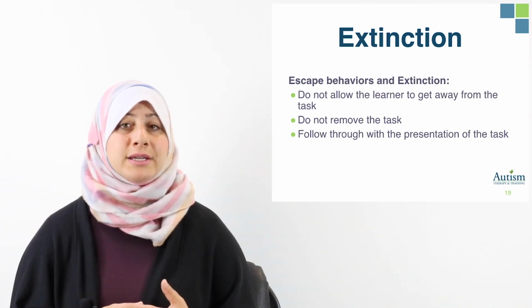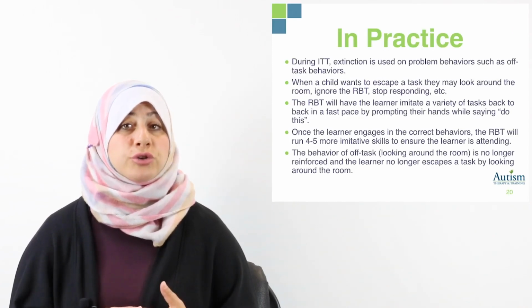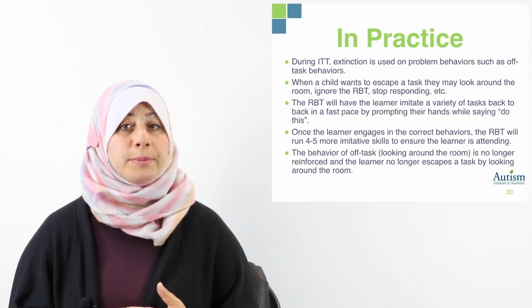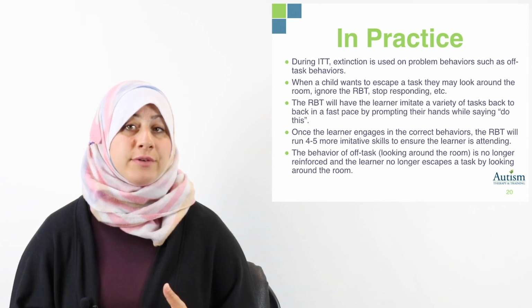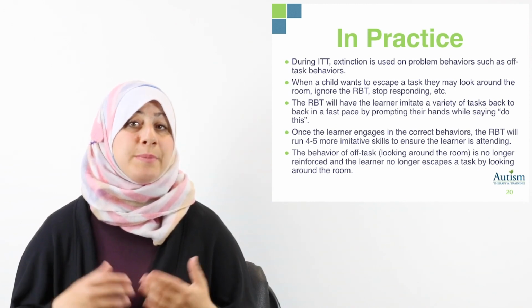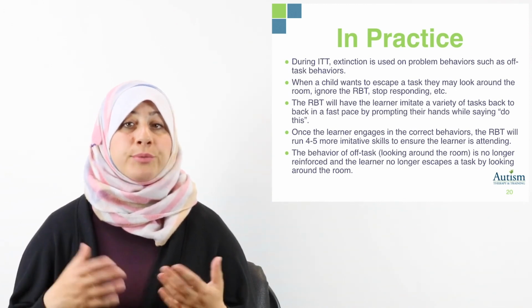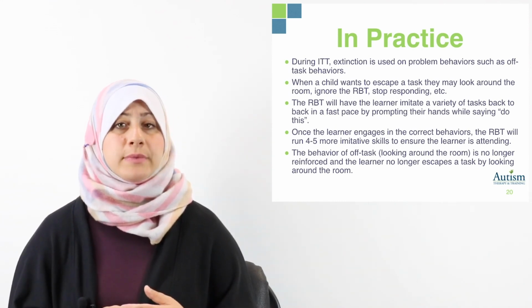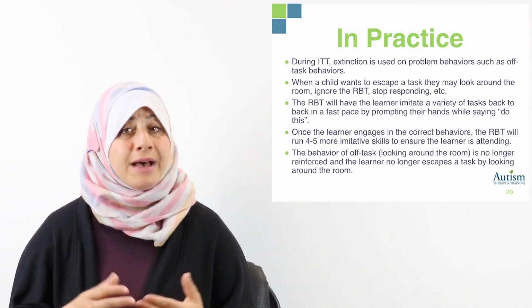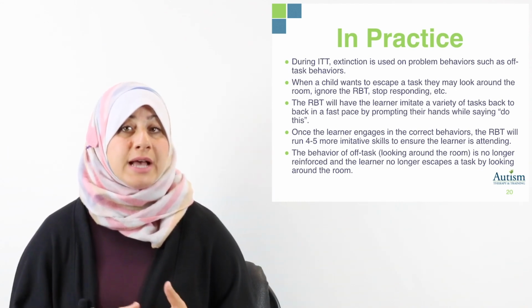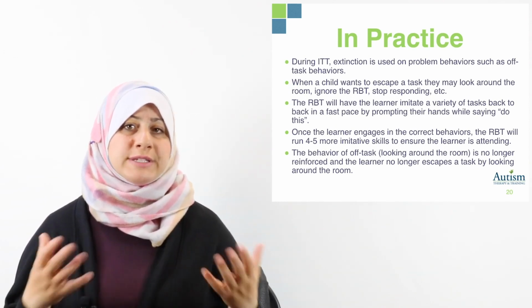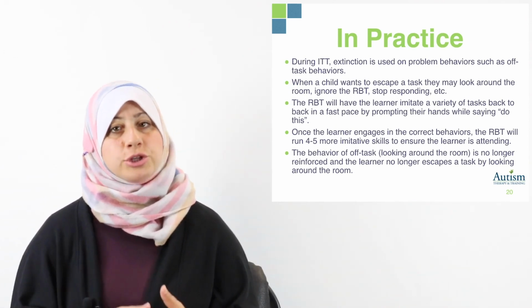In practice, during discrete trial training, or DTT, extinction is used on problem behaviors such as off-task behaviors. When a child wants to escape a task, they may look around the room, ignore the RBT, stop responding, and so on. The RBT will have the learner imitate a variety of tasks back to back in a fast pace, and they might be prompting their hands while doing so. So for example, if they're saying "do this," they're prompting them to do it.